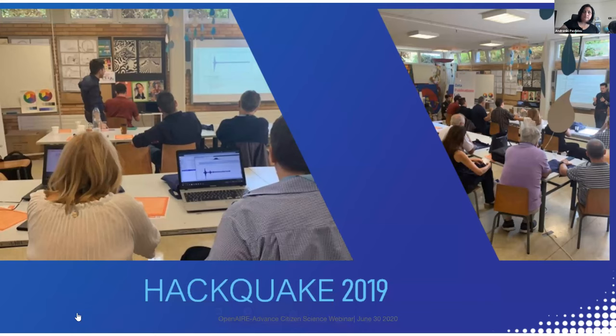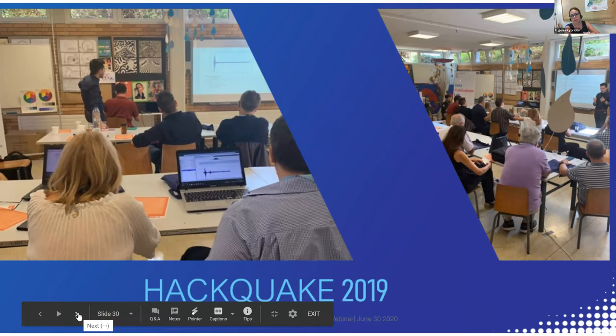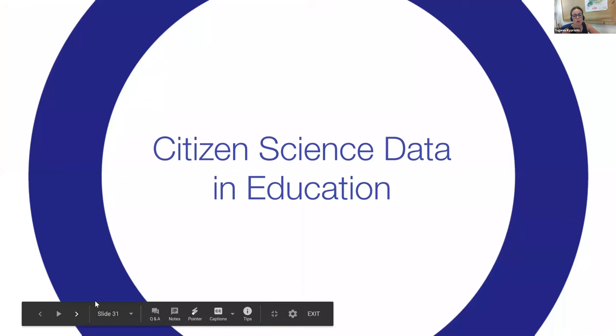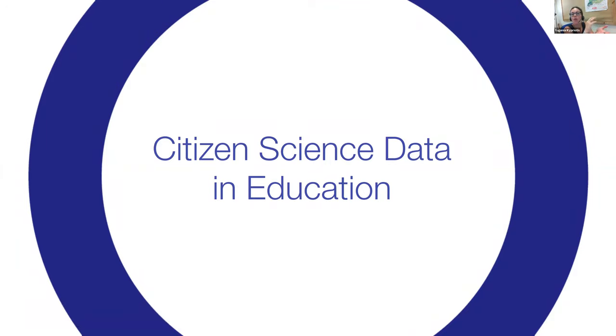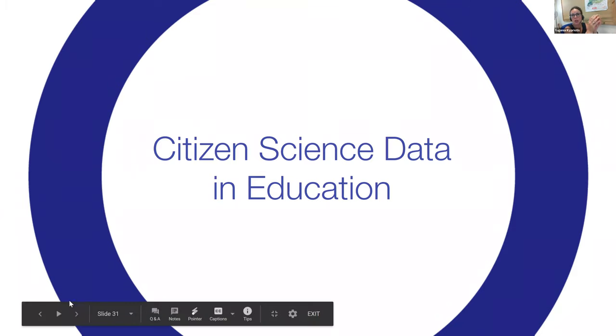In the next slide, you can see some pictures of how we have worked and how teachers have been trained by Helix people, how to locate this data and how to make the better use of all data. So yeah, this is a very good example of how citizen science data can be used in education and have a full cycle of it, let's say.